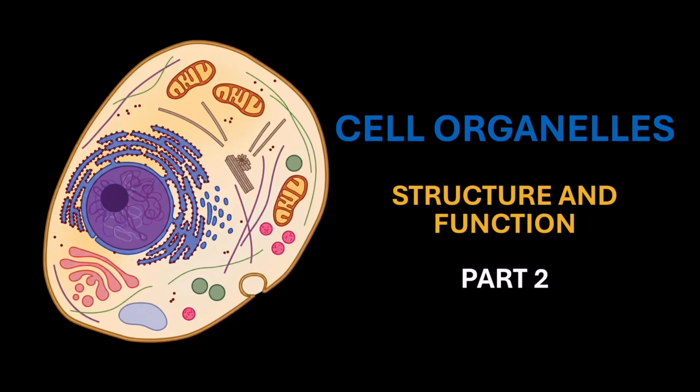All right, welcome back. Last time we looked at some of the key structures inside a cell, but honestly, we've only covered a fourth of it. There's a lot more going on in there. So, in this part, we're going to look at a few more organelles, their structure, and more importantly, what they actually do to keep the cell running. So, let's get into it.